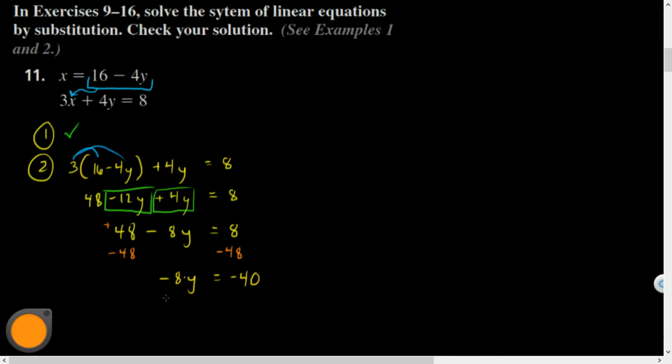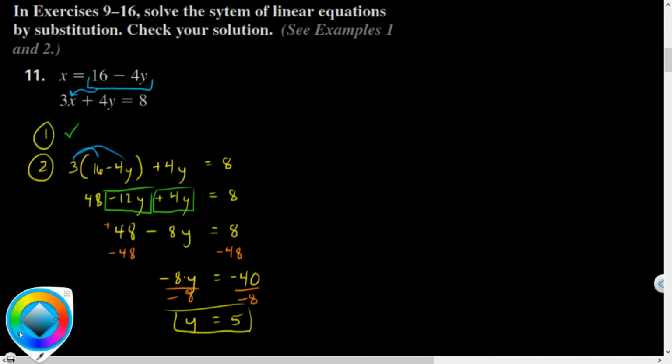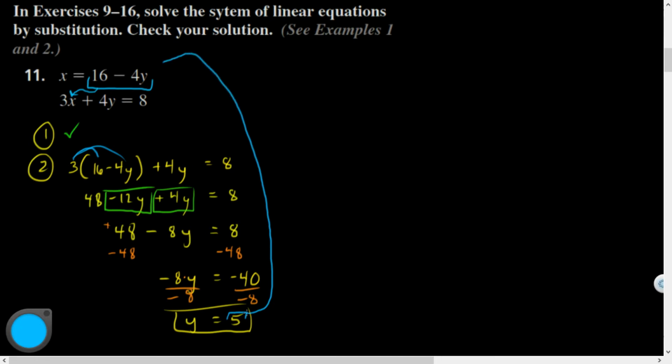All right, because that's being multiplied, the inverse operation would... Yeah, negative divided by negative will be positive 5. I like it. So that is half of our answer. I need to plug this in to find the x.